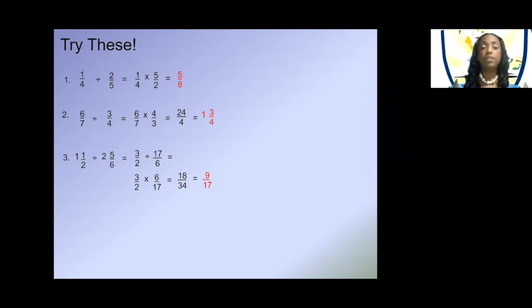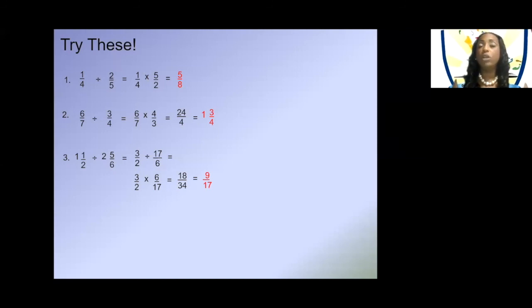That's being divided by 2 times 6 is 12, add 5. We have 17 over 6. Again, we keep the denominator. So now we have 3 over 2. We change our division sign to multiplication. We find the reciprocal of the last part of the fraction. In this case, 17 over 6 becomes 6 over 17.